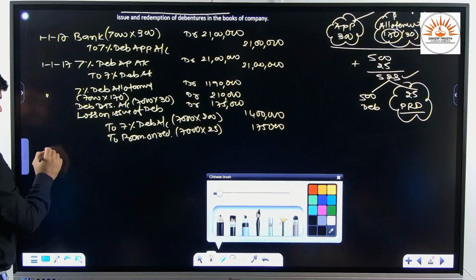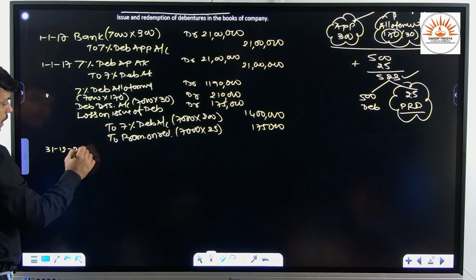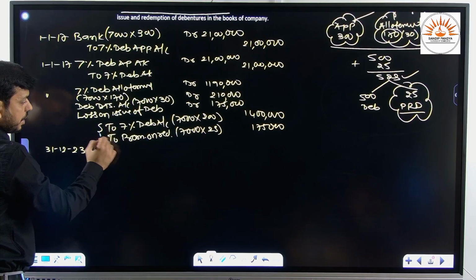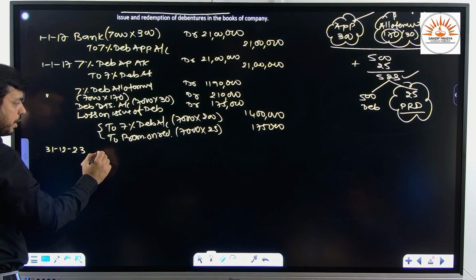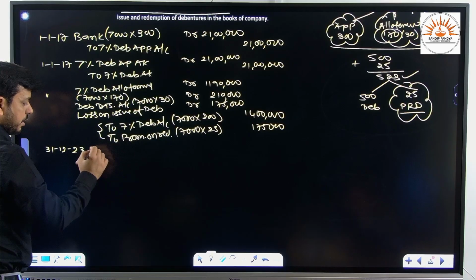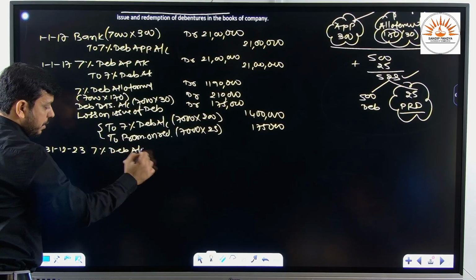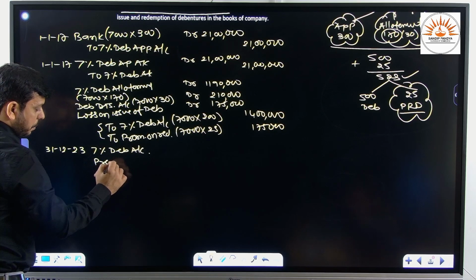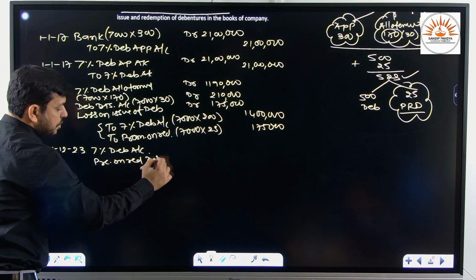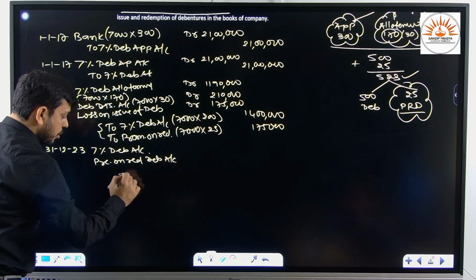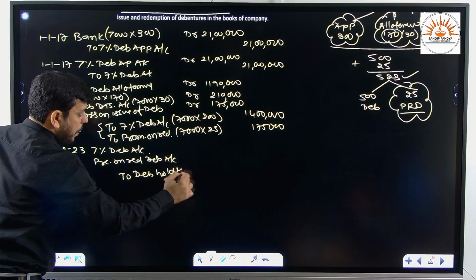31st December 2023, where we shall debit this amount, but this is very important. Keep in your mind, 7% debenture account debit, premium on redemption of debenture account debit, to debenture holder account.